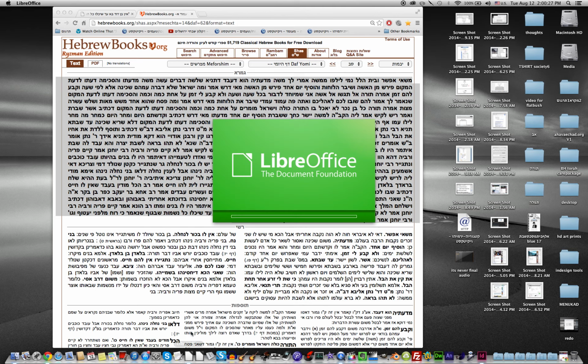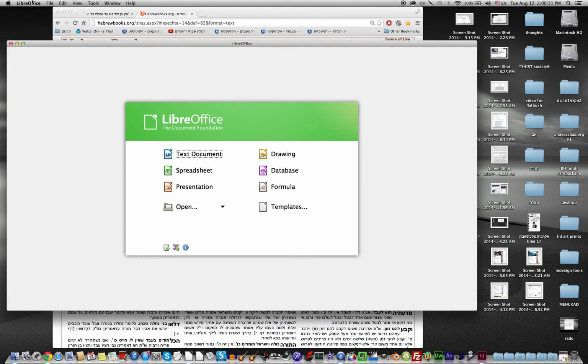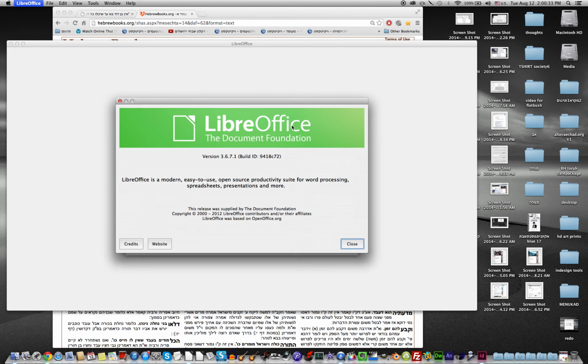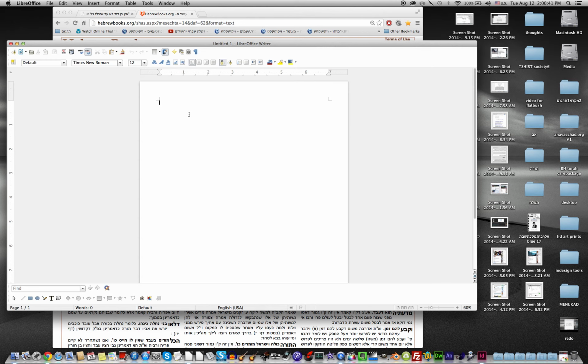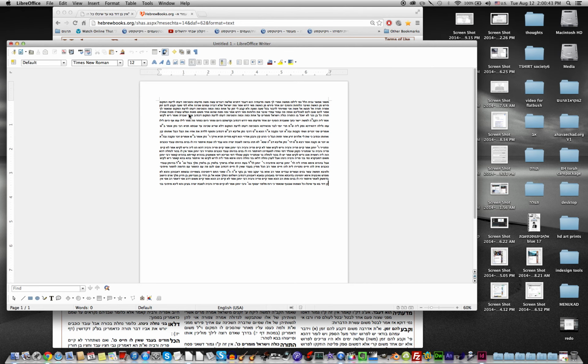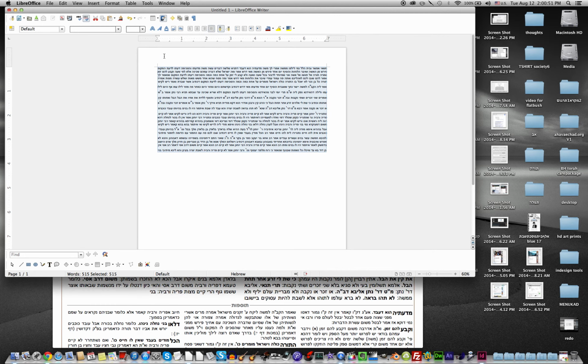This version of LibreOffice, which is a free office suite, happens to be an old version, 3.6.7.1. The reason why I use this one is because the bold function is very good on it. Even fonts that don't come with a bold version, this particular version bolds the font really nicely. So for example, that's bolding and unbolding.